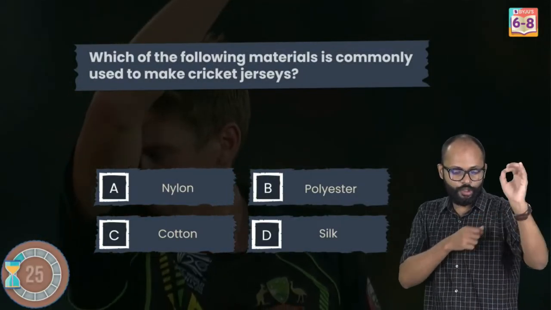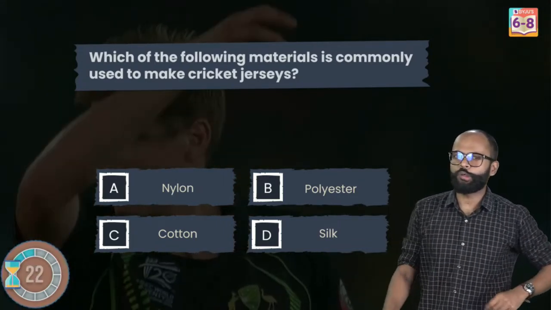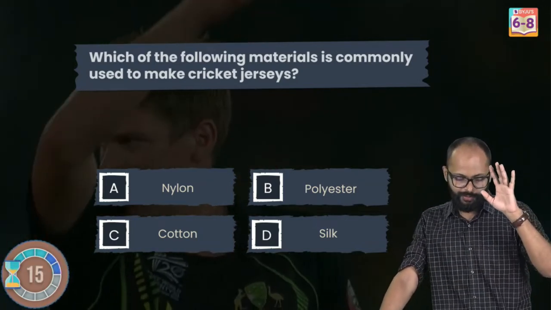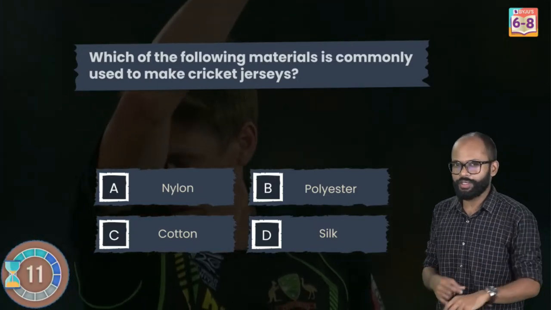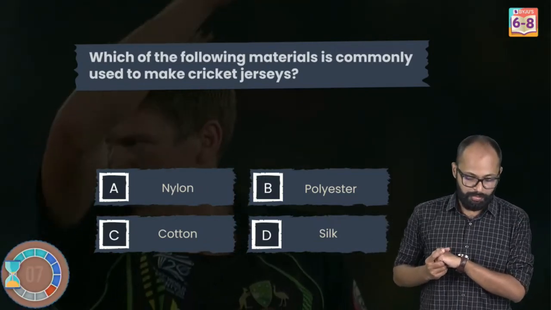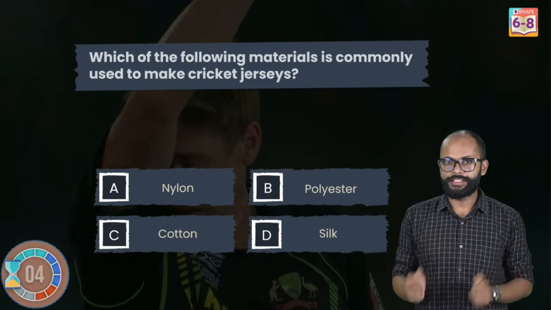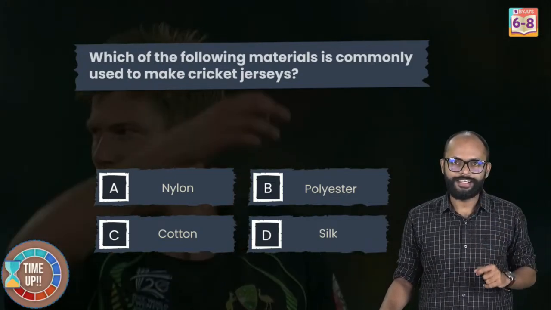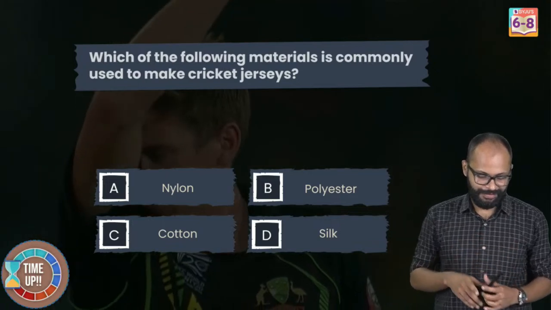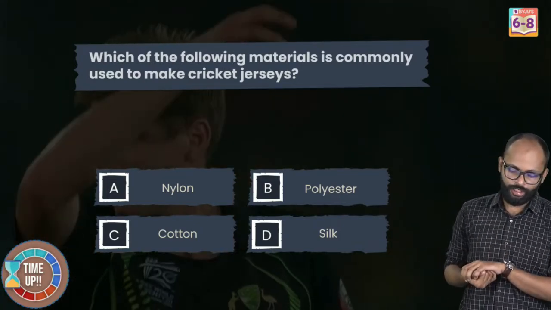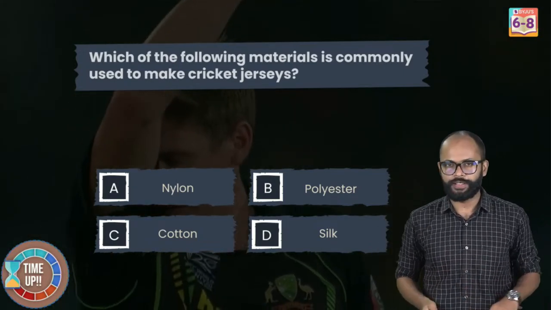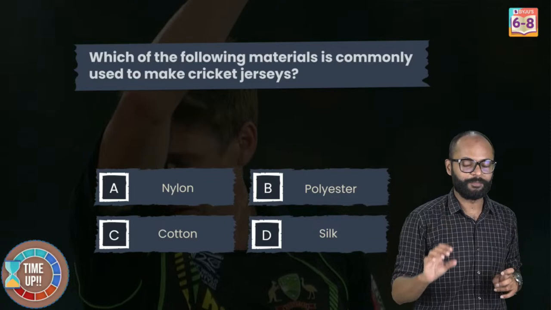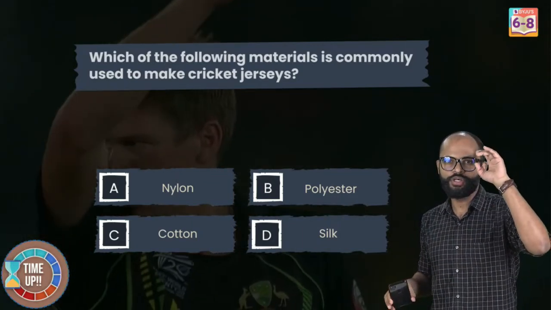Which of the following materials is commonly used to make cricket jerseys? And people who play sports, maybe in school, maybe somewhere else, you would also know the answer. Which of the following materials is commonly used to make cricket jerseys? A. Nylon. B. Polyester. C. Cotton. D. Silk. He is tired. He is sweating, right? Yes, he is sweating. Which of the following materials used to make cricket jerseys? Nylon, polyester, cotton, silk. और जो लोग खेलते हैं, you have special t-shirts. I'm pretty sure. तुम्हारे पास अलग t-shirt होगी. All right, chalo. 3, 2, 1, time's up.